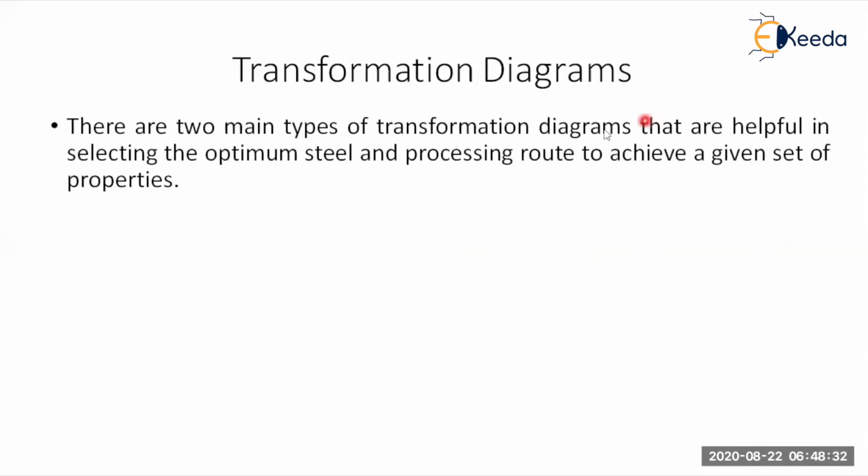Let me brief the transformation diagram. What transformation diagrams exist and what is meant by a transformation diagram? In general, there are two main types of transformation diagrams that are helpful in selecting the optimum steel. Whatever transformation diagram you draw, the information you get from it is the properties of the optimum steel.